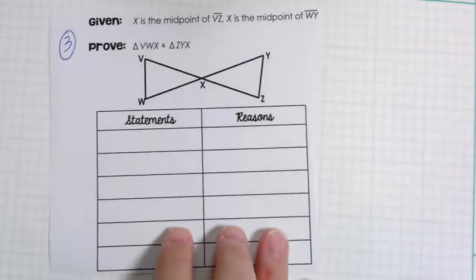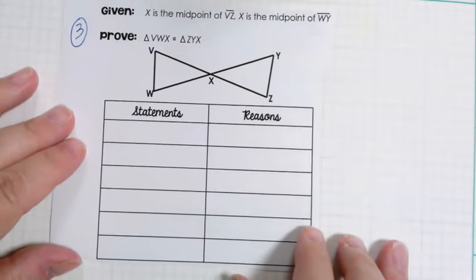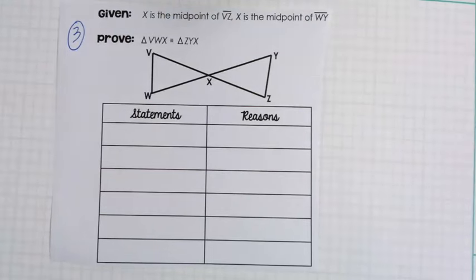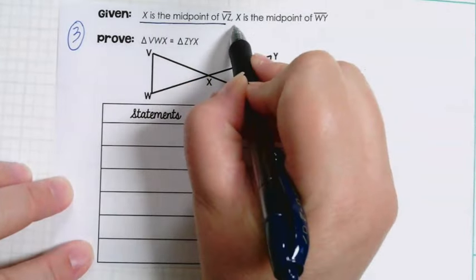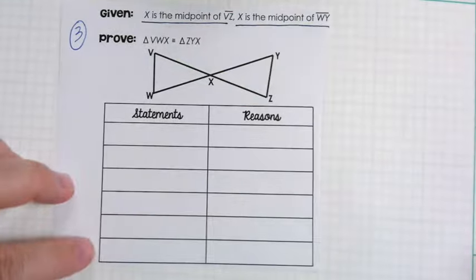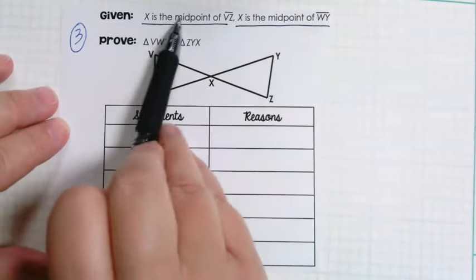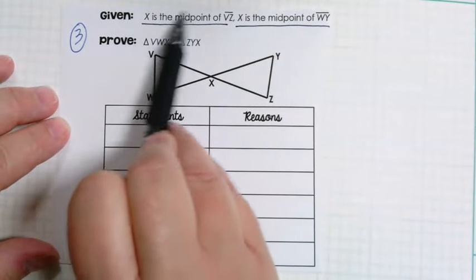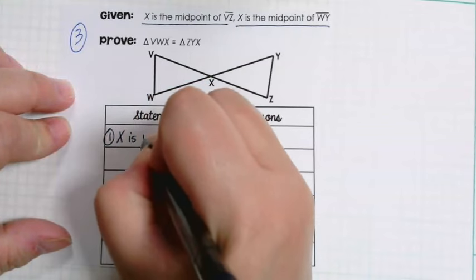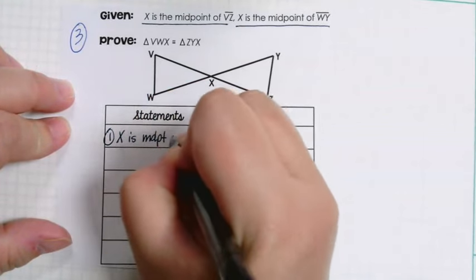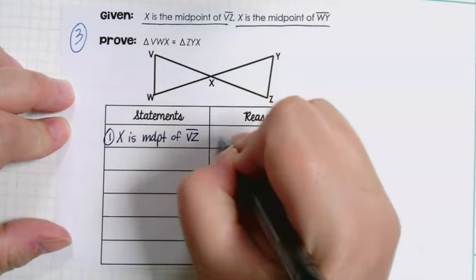All right, let's go to proof 3. It says, given X is the midpoint of segment VZ and X is the midpoint of segment WY, I'm supposed to prove that these two triangles are congruent. So I've got two pieces of given information. Each of them is about a midpoint, so after I say this, I'm going to need to say what that means. So I'm going to say X is the midpoint of segment VZ is given.